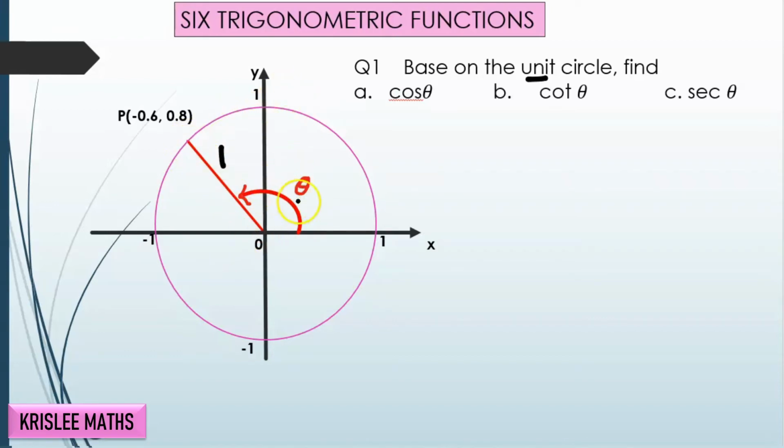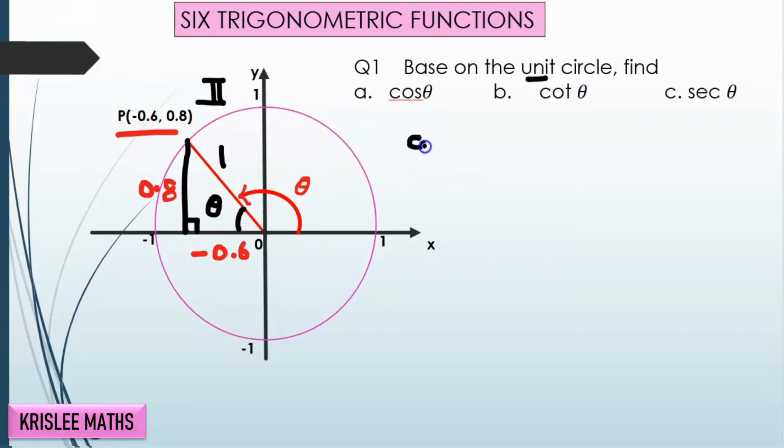Okay, now here the theta lies in the second quadrant. Therefore the corresponding acute angle will be here, that is between the radius and the x-axis. Now try to form the right angle triangle. Based on the coordinate, you can put the length of the sides. This will be negative 0.6 and over here it is 0.8, referring to the coordinate.